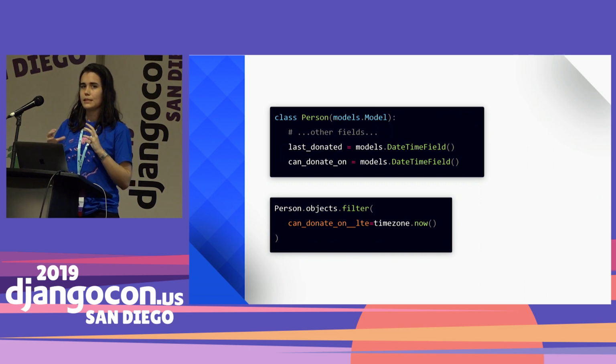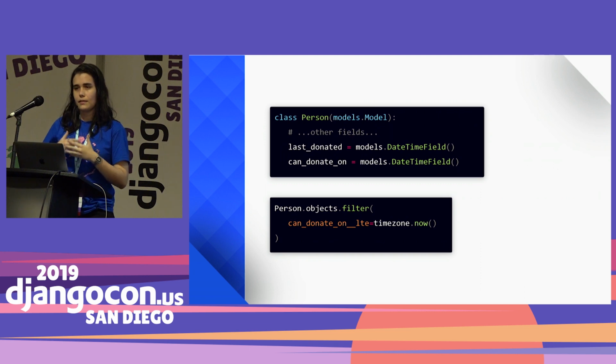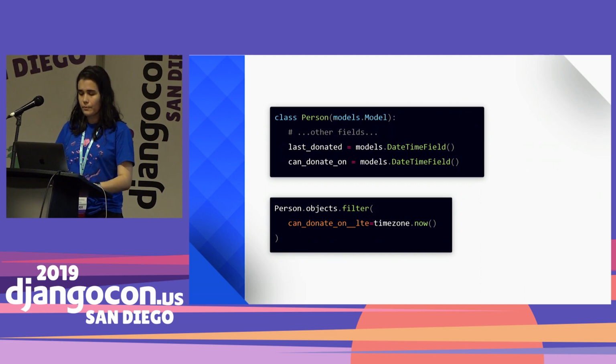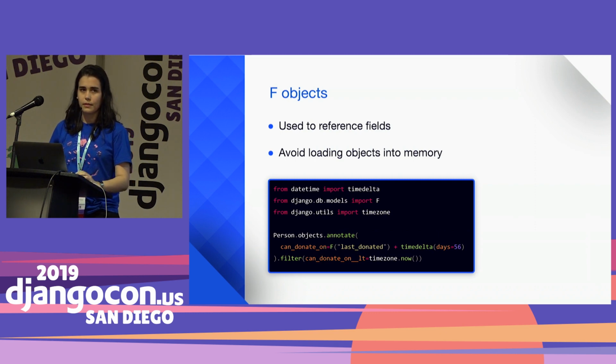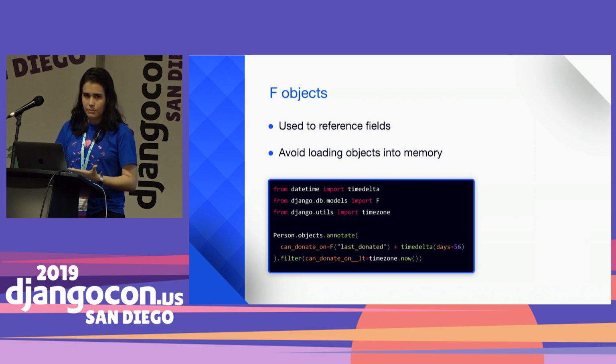It's critical because we can't guarantee that this field is going to have a reliable value. And it's also critical because we could let people donate blood before the 56 days. So this code could cause serious inconsistencies. And to solve this problem, you will have to use F objects because the value would always be calculated at query execution. So it will always be correct.